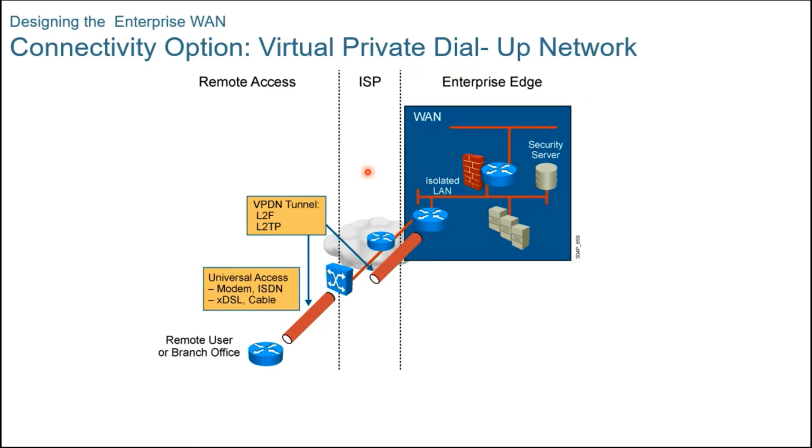VPDNs enable an enterprise to configure secure networks that rely on an ISP for connectivity. With VPDNs, the customers use a provider's dial-in or other type of connectivity infrastructure for their private connections. A VPDN can be used with any available access technology. Ubiquity is important, meaning that VPDNs should work with any technology, including modem, ISDN, xDSL, or cable connections.